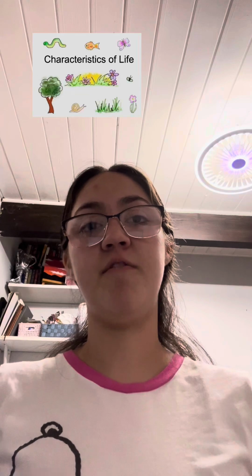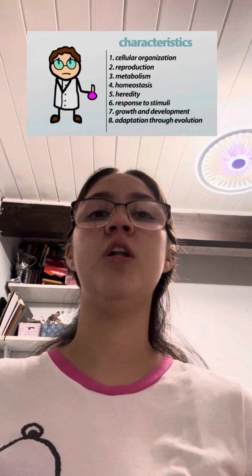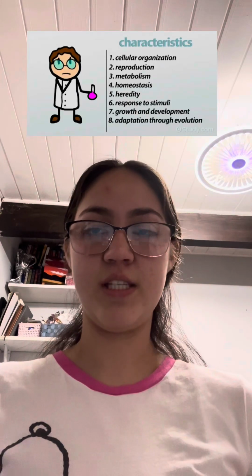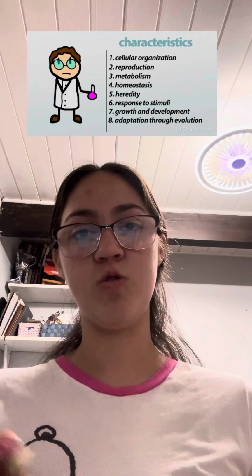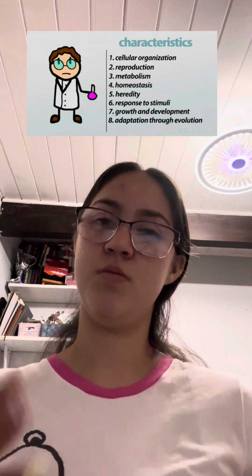So for the first topic, characteristics of life. Plant cells are the fundamental units of plant life. They exhibit all 8 characteristics of life. The 8 characteristics of life are 1. Cellular organization. Plant cells relate to cellular organization because they are organized into tissues, organs, and organ systems.